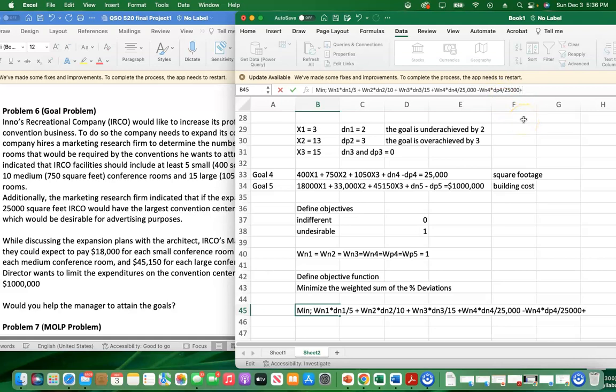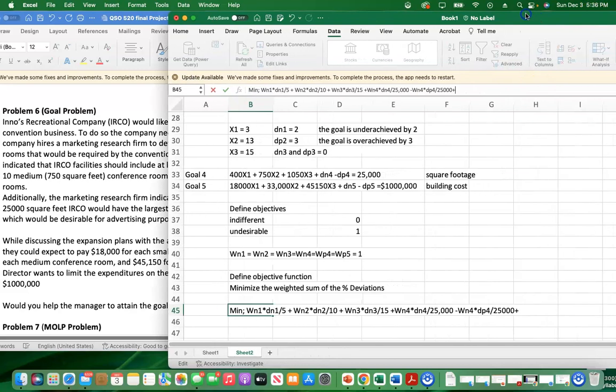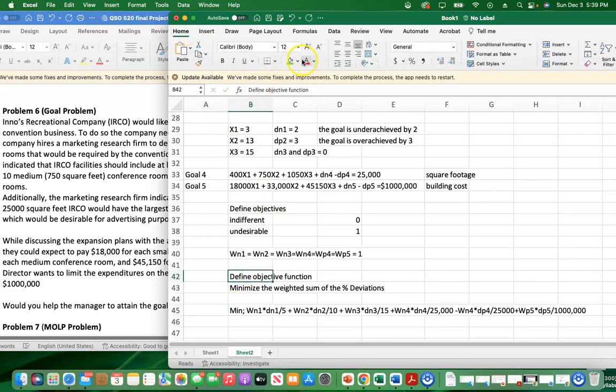And now finally we are going to add for goal number 5, and so we are going to consider this weight here, which is WP, because that's overachieving. That is the one that we're going to assign weight, times the deviation, which is for overachieving, 5 divided by $1 million. So now the good thing is we know the objective function, and therefore I can copy all the constraints and put all of them together.